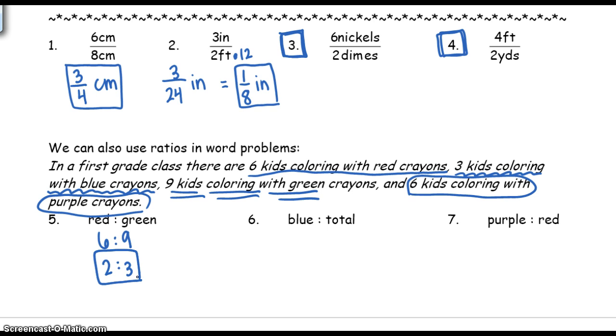Let's look at number 6. Blue to the total. Well, first let's figure out how many blue there were. And right here, this little squiggled line, there were 3 blue. Total, I don't know. They didn't tell us the total. How can we find it out? Well, we have 6 with red, plus we have 3 with blue, plus we have 9 with green, plus we have 6 with purple. And when we add all of these up, we get 24 as our total.